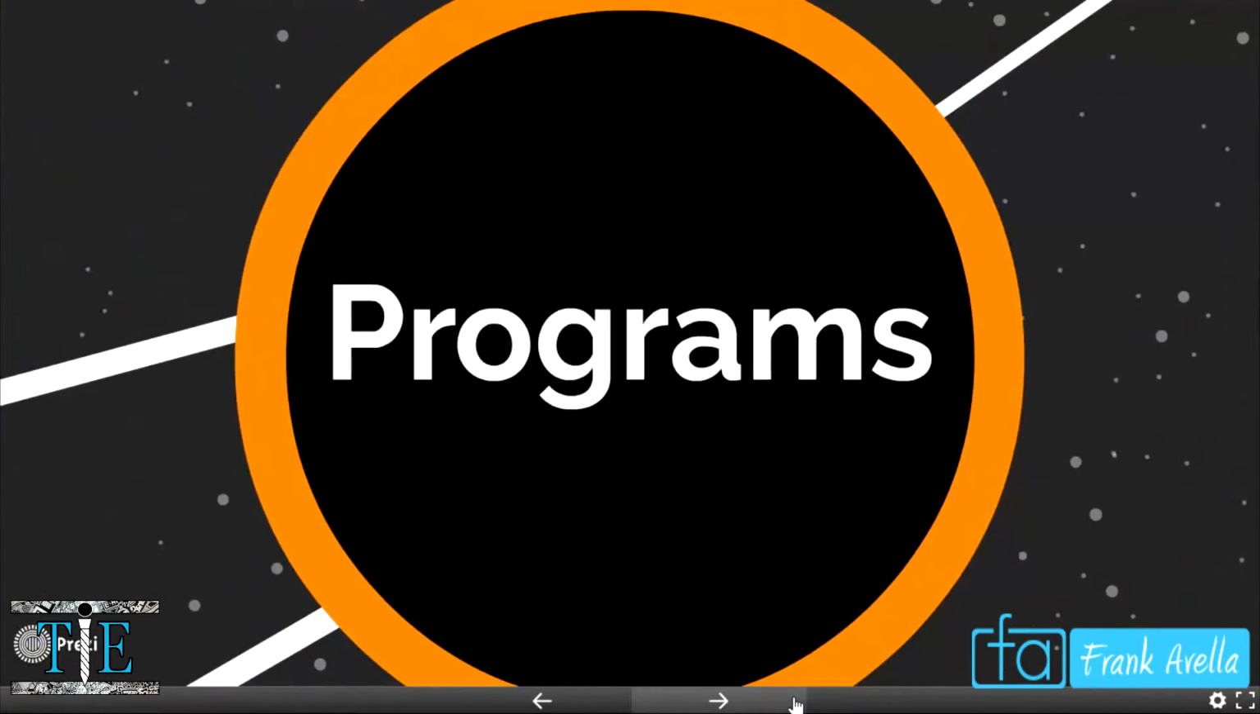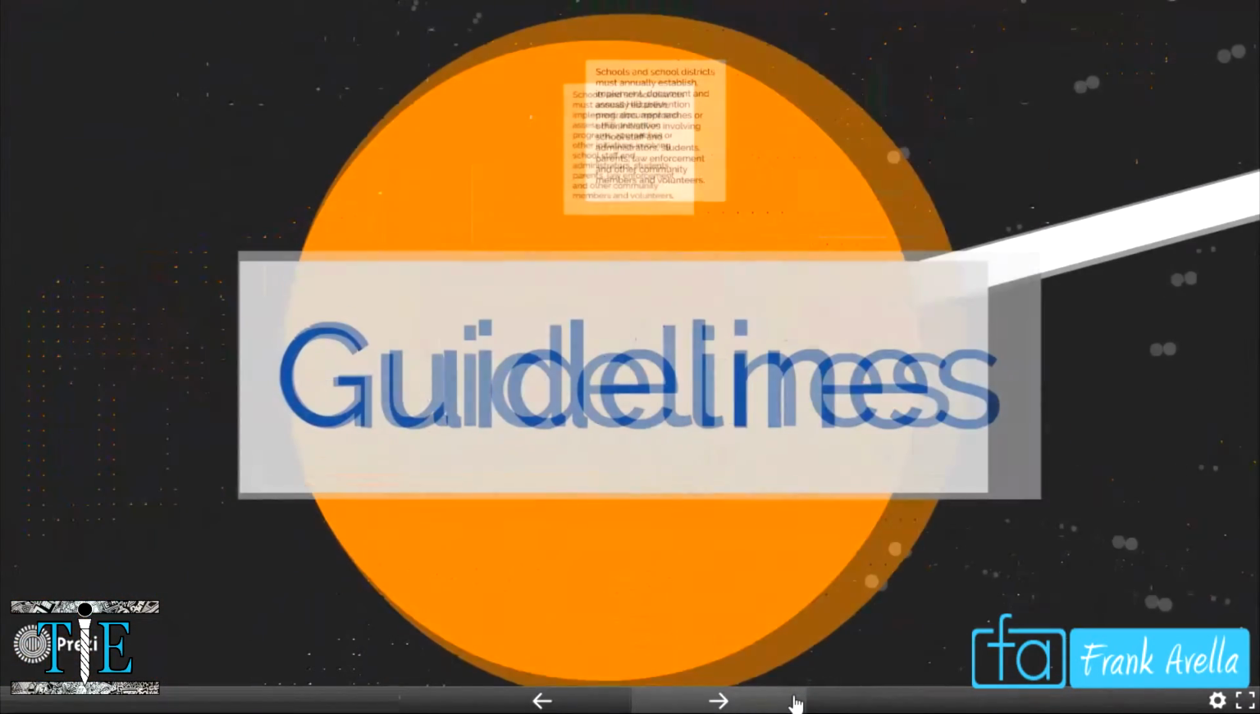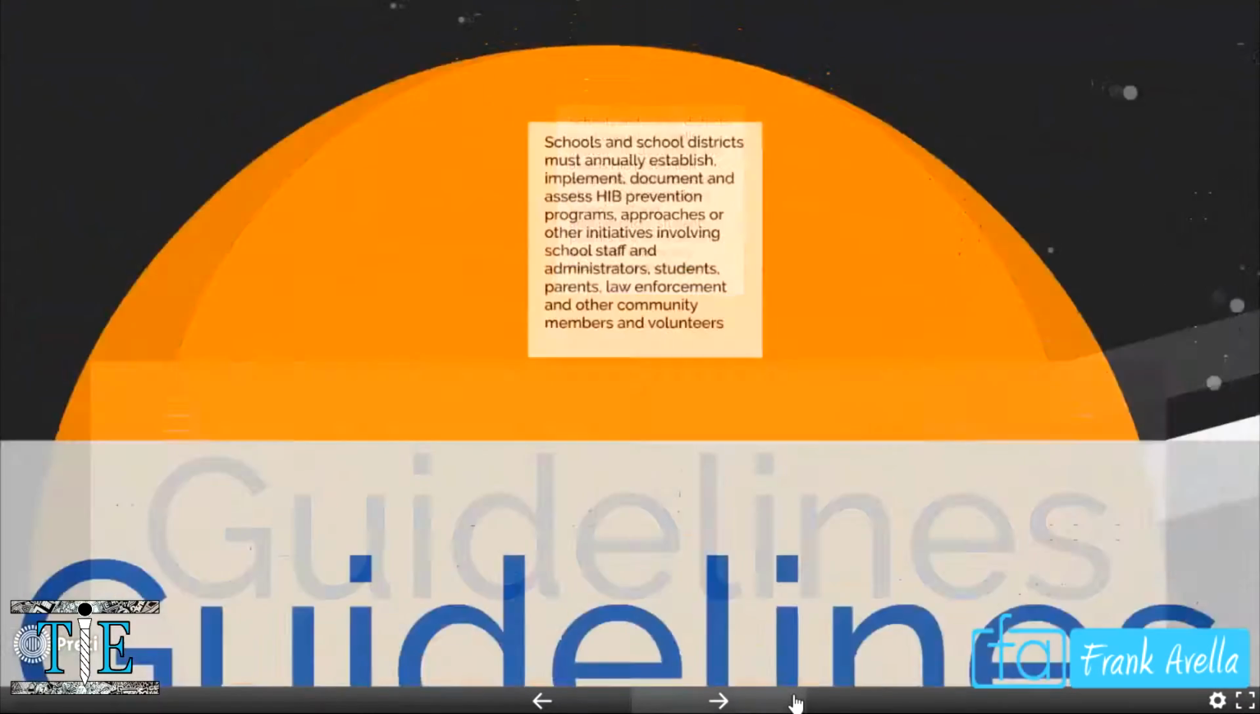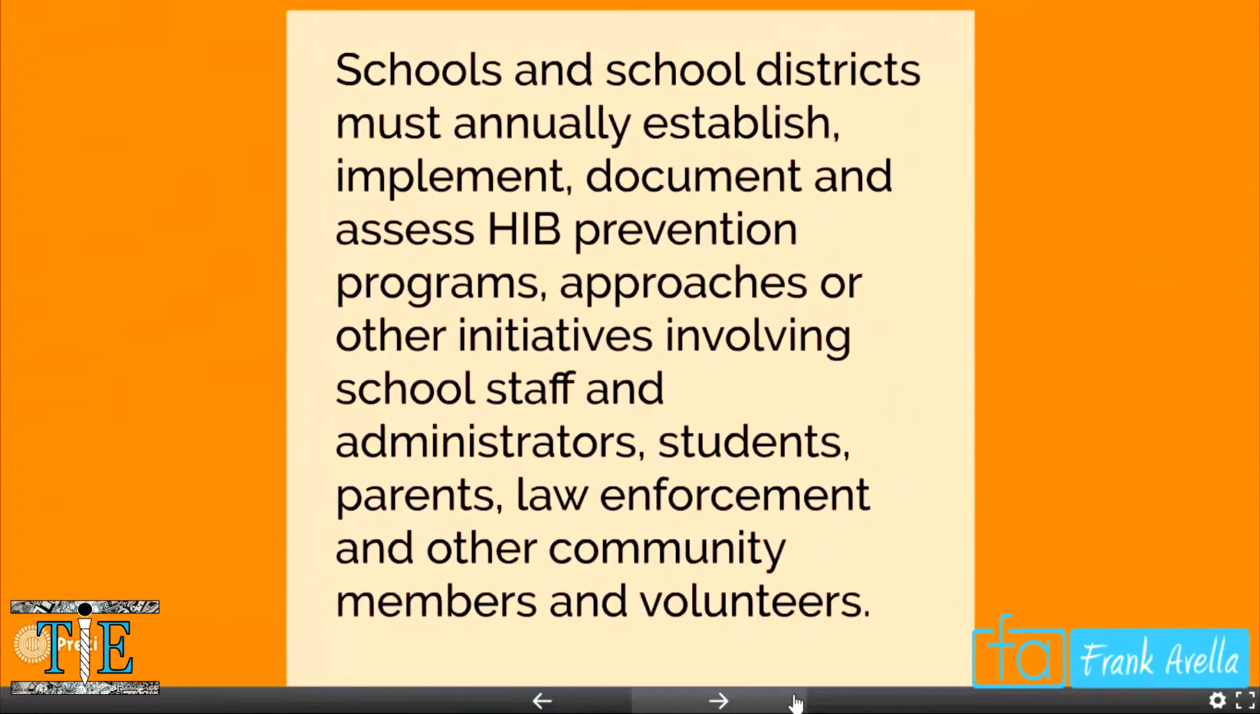And now let's talk about some programs. Here are a couple guidelines. Schools and districts should annually establish, implement, and document, as well as assess HIB prevention programs. They should involve all staff members and even involve law enforcement, community, volunteers. Everybody needs to get involved and take a part in HIB.